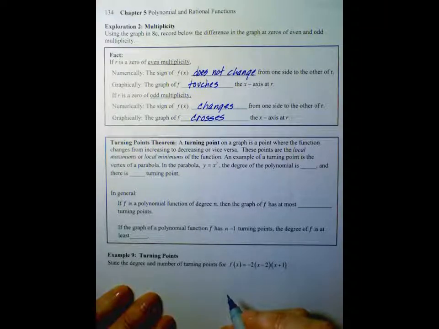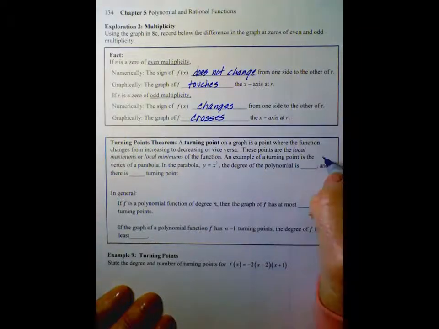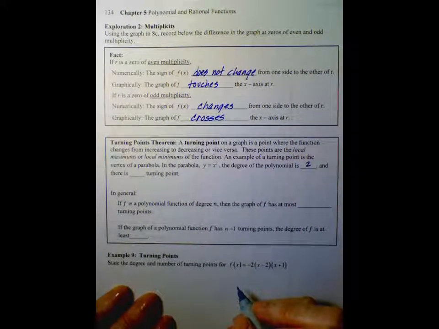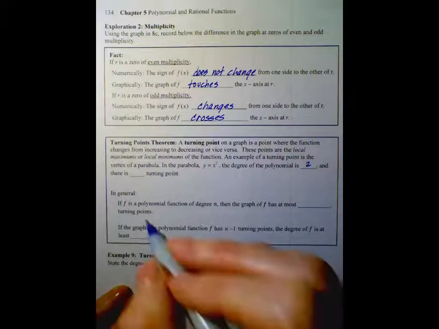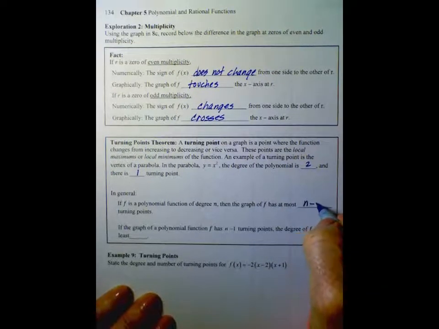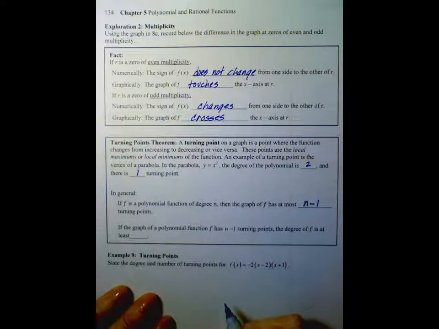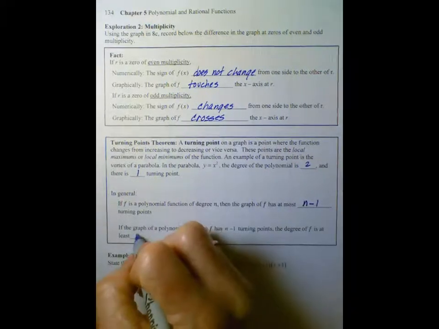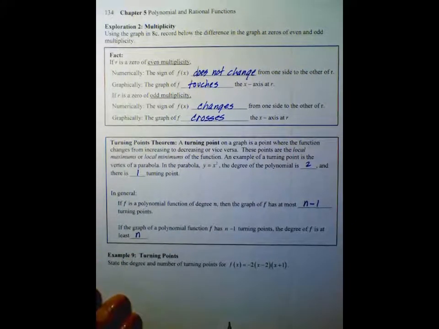You're at a turning point where you're changing from increasing to decreasing or decreasing to increasing. In the parabola y equals x squared, the degree of the polynomial is 2, and how many turning points are there in just a regular parabola y equals x squared? Just one, right? That one turn. In general, if f is a polynomial function of degree n, then the graph of f has at most n minus 1 turning points. And likewise, if the graph of a polynomial function has n minus 1 turning points, the degree of f is at least n. Two ways to say the same thing.